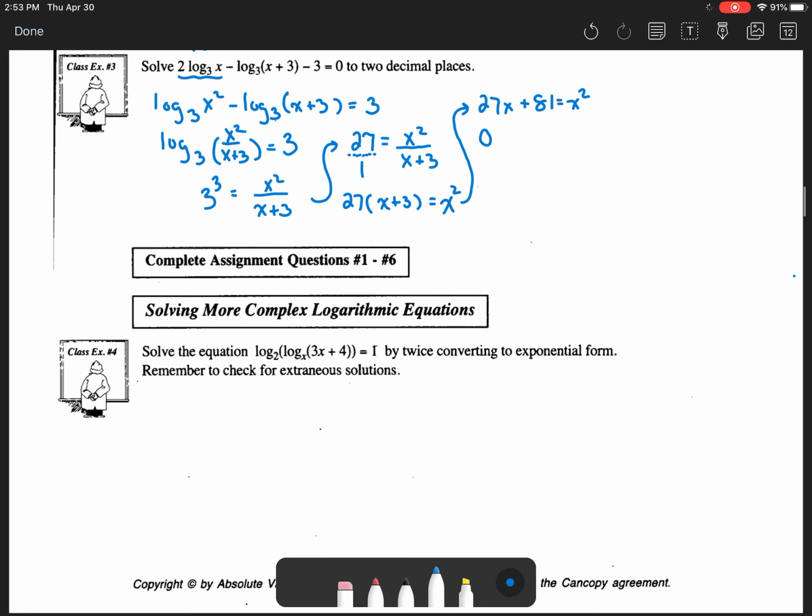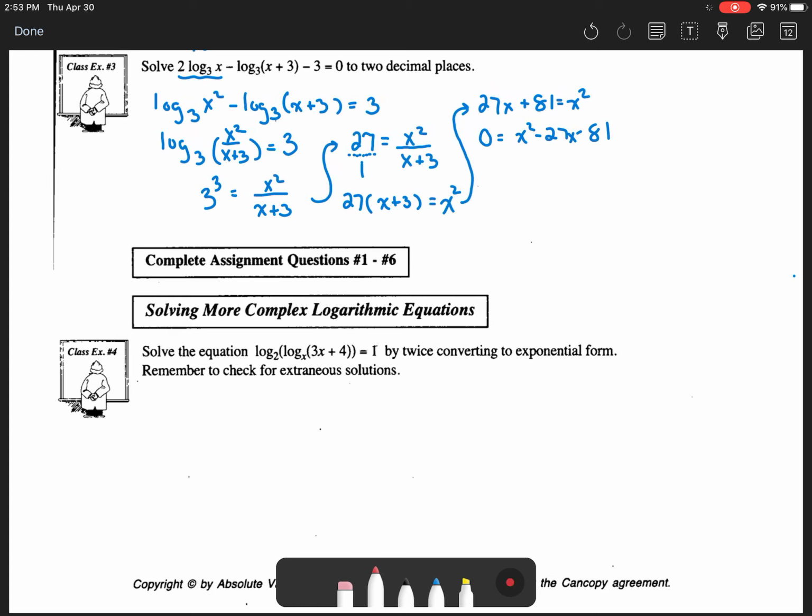I'll take everything to the right-hand side so that x squared remains a positive term. So this will be x squared minus 27x, and then minus 81. At this point, you run into a little bit of difficulty, because this quadratic, x squared minus 27x, and I apologize, there should be an x there, minus 81, is not factorable using product and sum. I cannot find two integers that multiply to negative 81 and add to negative 27.